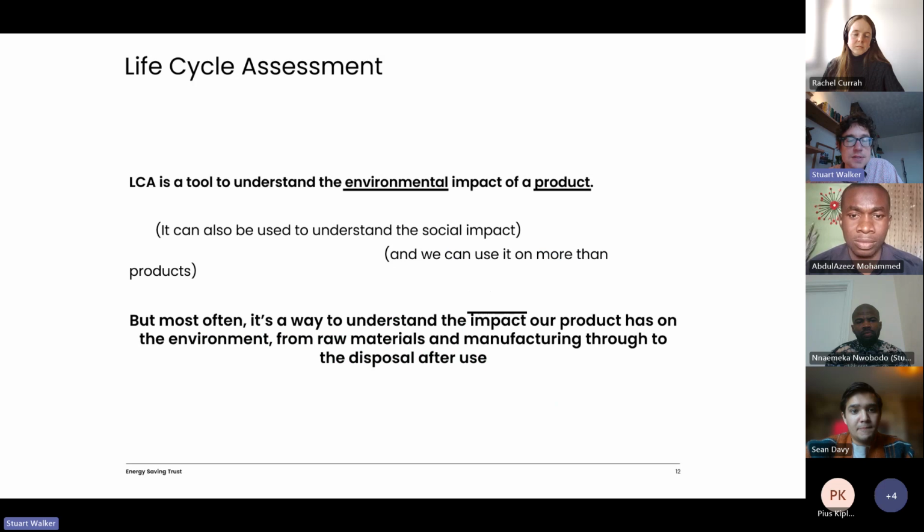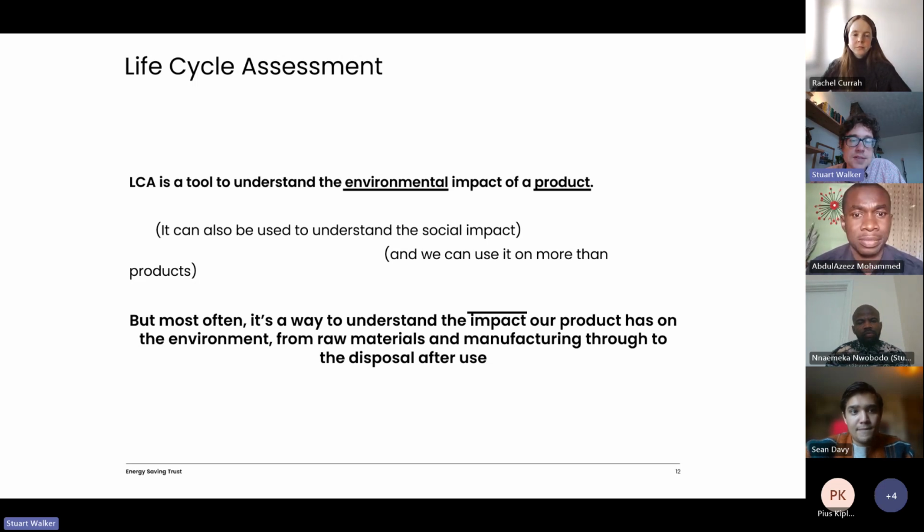So life cycle assessment is what we're here to talk about today. It's a way to understand the environmental impact of a product, or what the impact of something we make or something we do is. I'll talk about that again in a second. It can also be used to understand other impacts, so we can talk about that later if people have questions. You can also use it to look at social impacts, and economic benefits linked to business models as well.